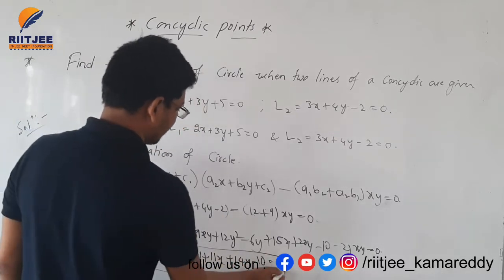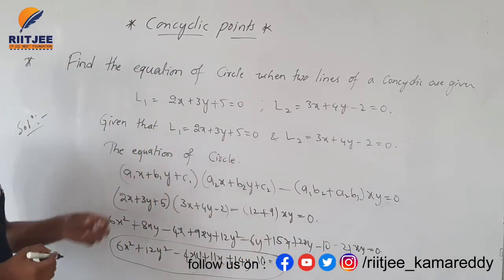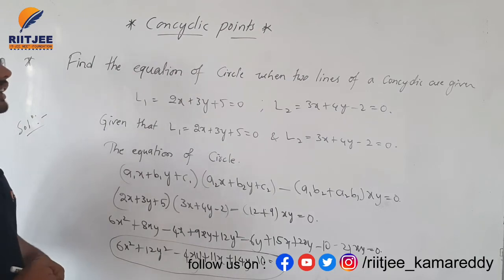The equation of circle for two given lines is found. This is all about the concyclic points here.